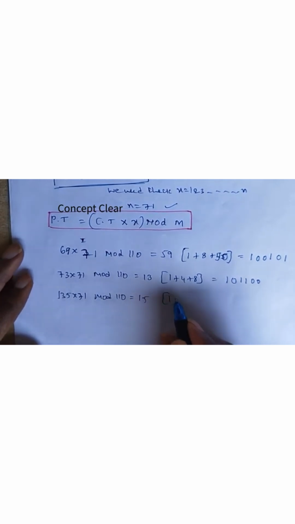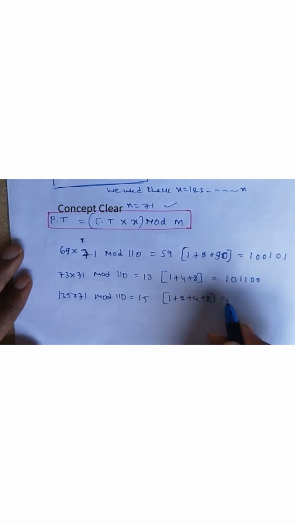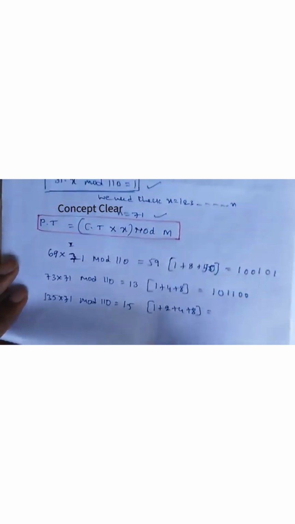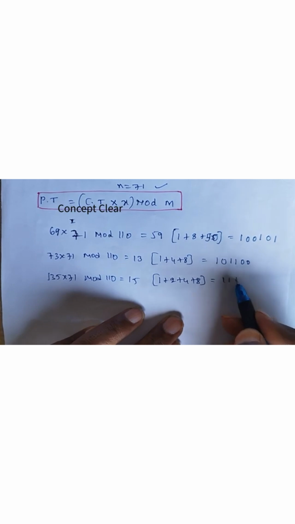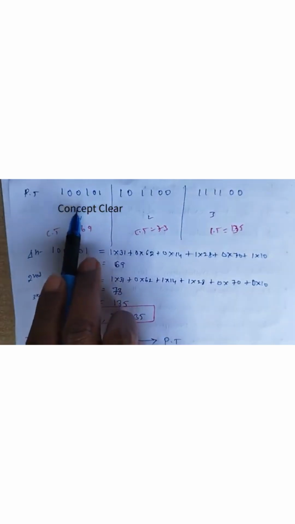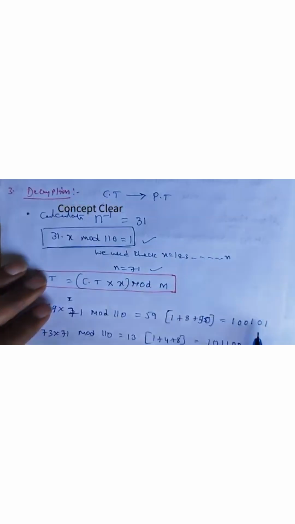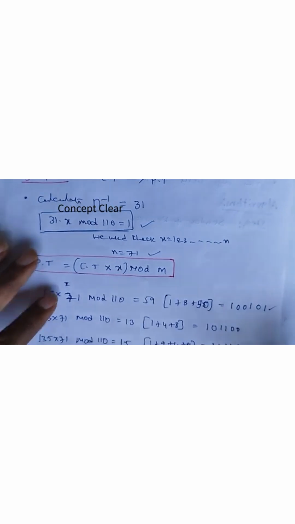And the last one, 135 into 71 mod 110, that equals 15. So what is the value? 1 plus 2 plus 4 plus 8, that equals 15. The first four positions are 1, the remaining zeros: 1, 1, 1, 1, 0, 0. So what is the plain text here? The first plain text value is 100101. We are getting these as the plain text.